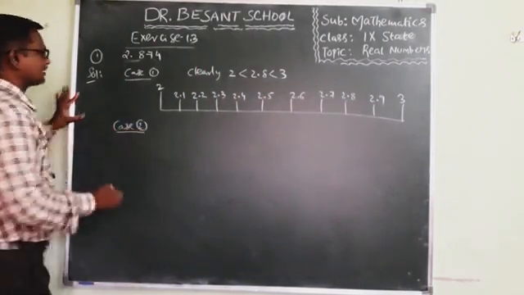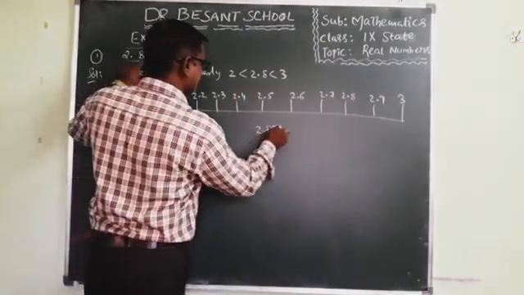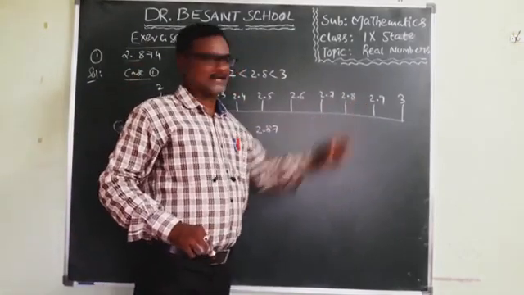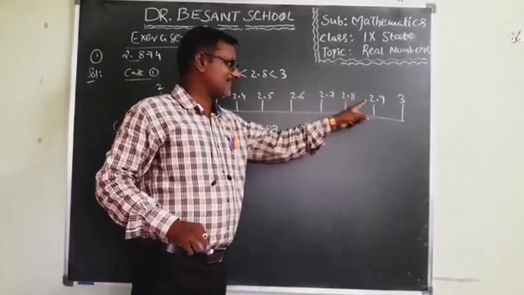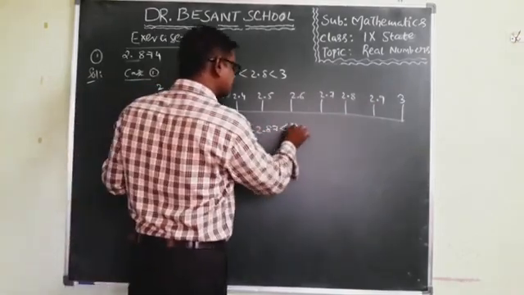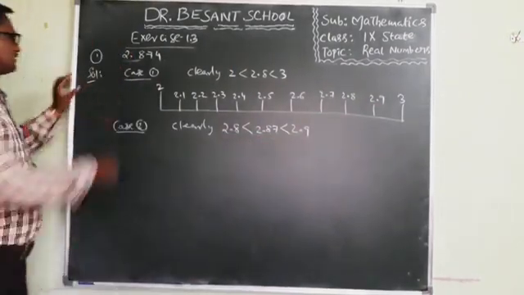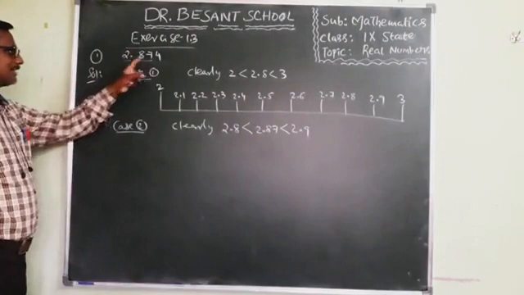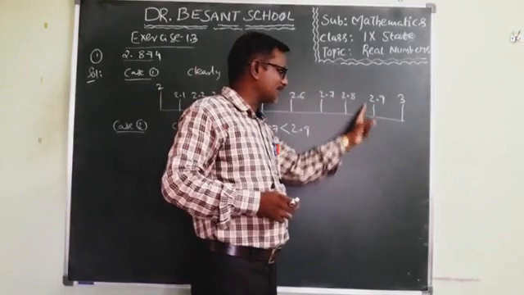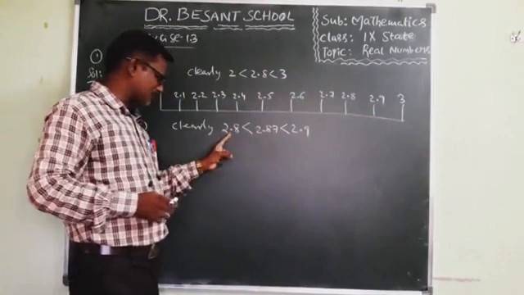Case 2, clearly 2.87. Where will you get 2.87? 2.87 lies between 2.8 and 2.9. So clearly 2.8 is less than 2.87, which is less than 2.9. So the second step is 2.87. Between 2.8 and 2.9 you will get 2.87.